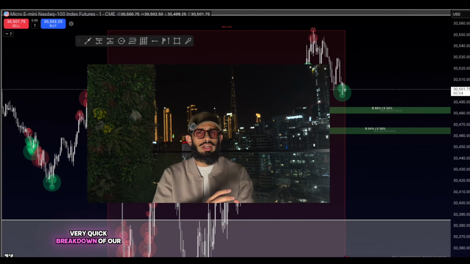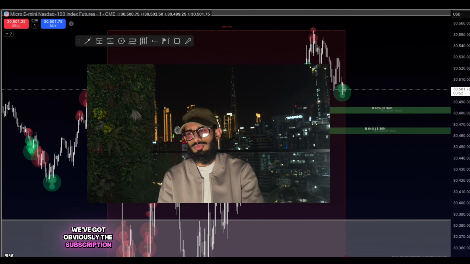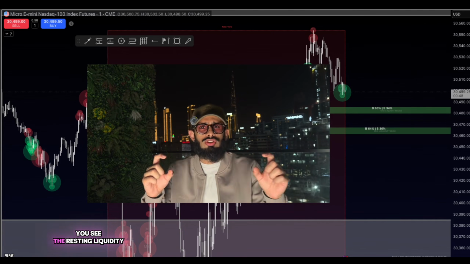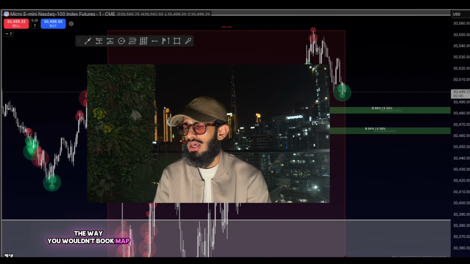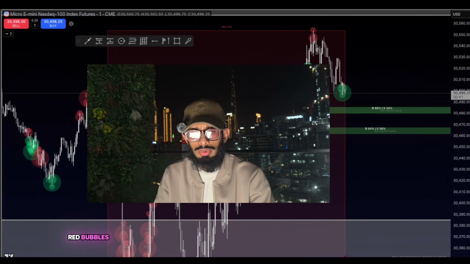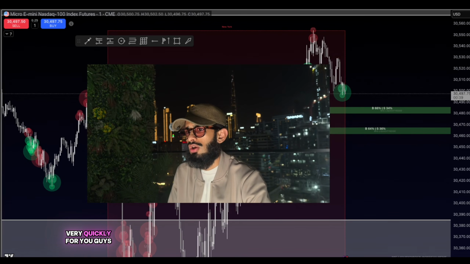This is going to be a very quick breakdown of our two tools. We've got obviously the subscription model, which is our main core heat map style. You see the resting liquidity the way you would on Bookmap. And then we've also got the absorption flow, which is the big green and red bubbles. And I'll run through that very quickly for you guys.